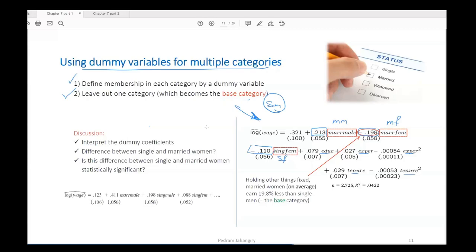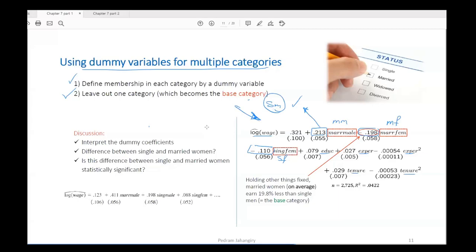Now let's interpret all of them. Again, I'm going to repeat all this interpretation until you feel comfortable. So let's interpret this one. This one means that holding everything else constant, education, experience, and tenure, then married male is going to earn 21.3% more than what? Than the benchmark, than single male.